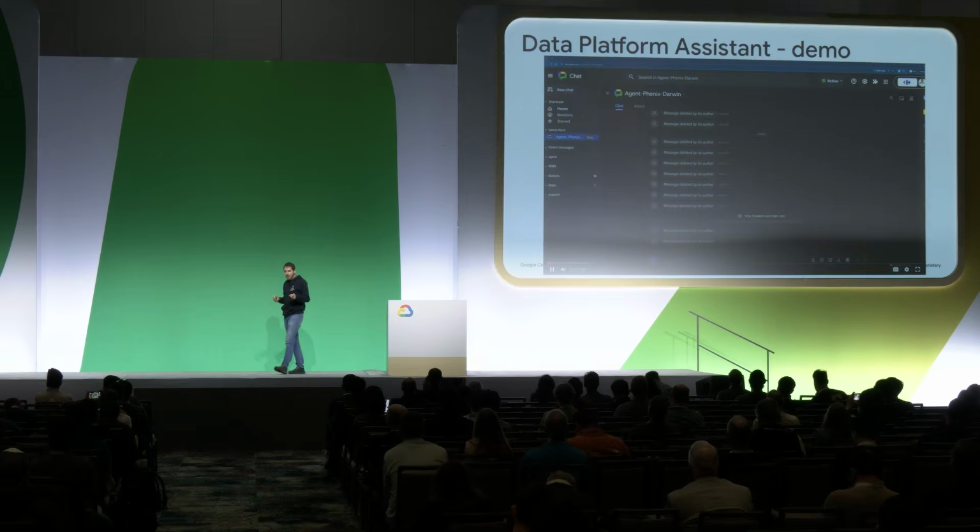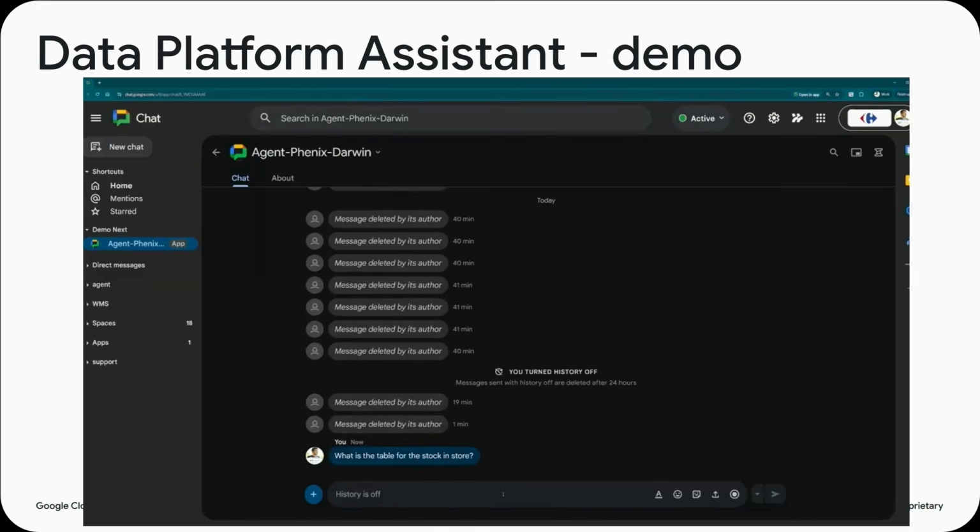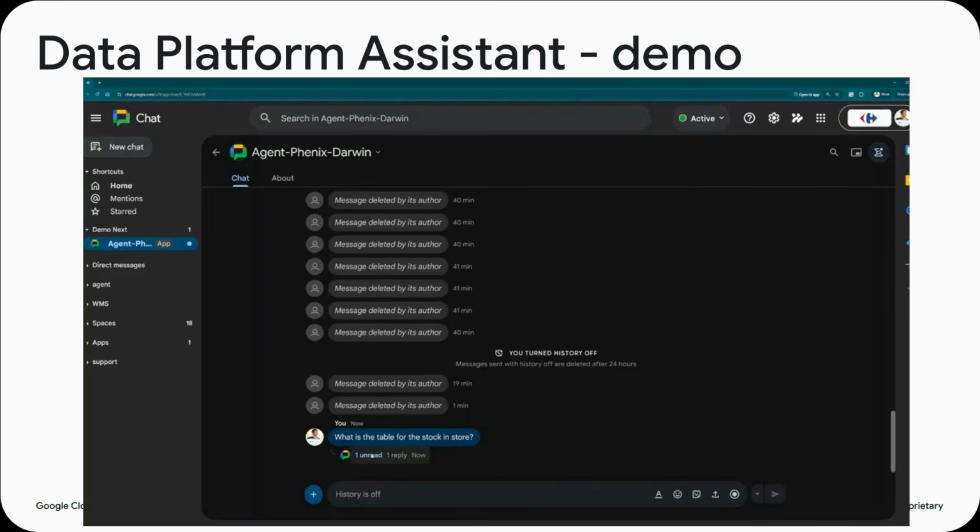As you can see, I have a one-to-one conversation with my agent, Phoenix Darwin, and the first question I would like to ask the agent is, what is the stock in store? Okay, what's the table, how to get this information?